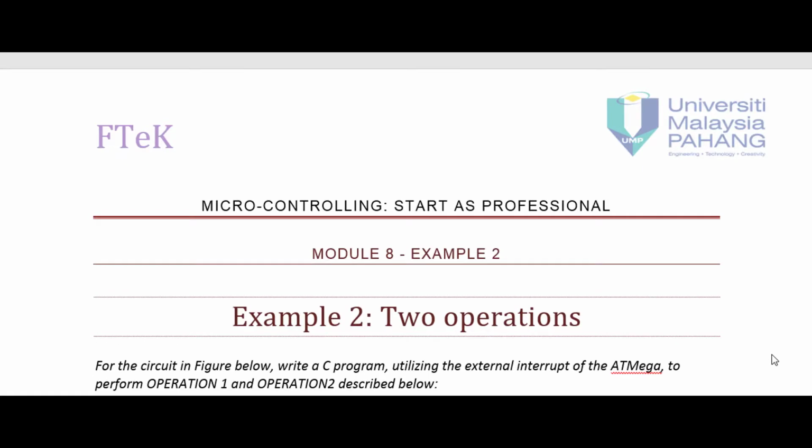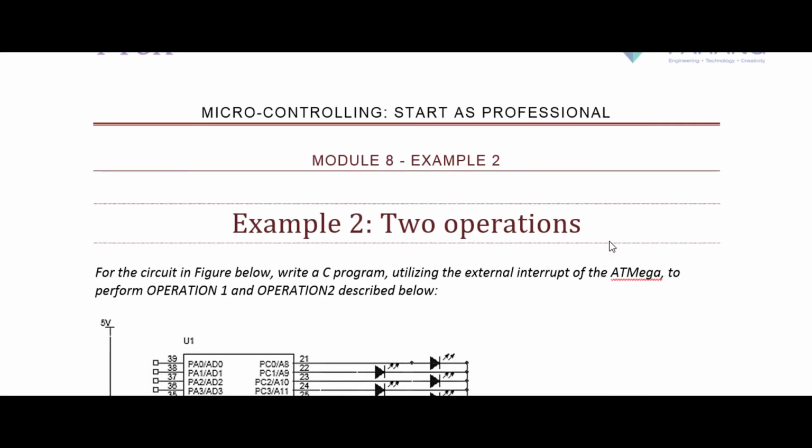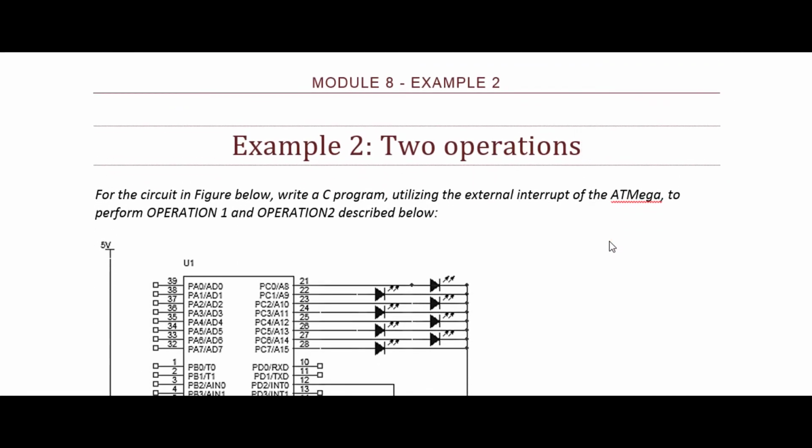We are now in example 2, module 8. We are talking about interrupts in microcontrollers, starting as a professional. We will do two operations in this example. What do we mean by two operations? We have one operation which is running, and the interrupt operation will interrupt it, do the function that is supposed to be done, and go back to operation 1.